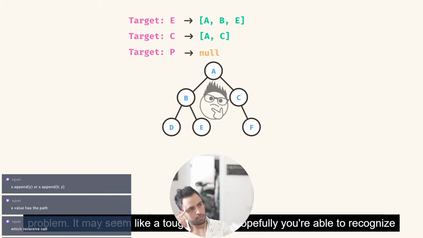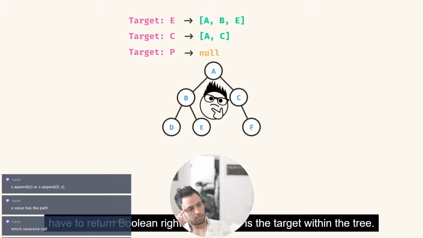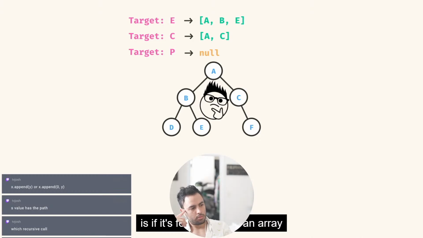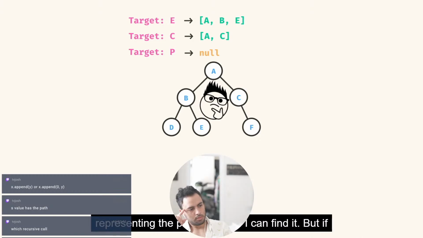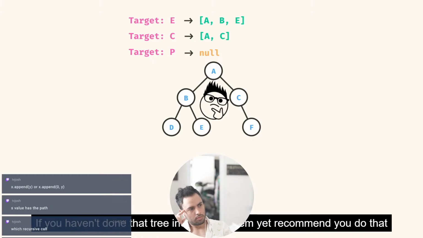All right, so looking at this problem, it may seem like a tough one, but hopefully you're able to recognize some patterns that we've seen before, right? So a previous problem that I'm reminded of here would be the tree includes problem. We just have to return a Boolean, right? True or false, is the target within the tree. This time we just want to return more information, right? That is, if it's found, I return an array representing the path to where I can find it. But if it's not found, instead of returning false, I return null here. So hopefully you're doing these problems in order. If you haven't done that tree includes problem yet, I recommend you do that one first.